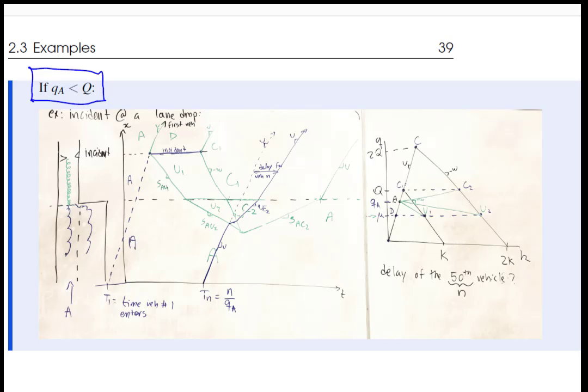And then you're going to see that the Q doesn't spill back all the way to the entrance, but eventually it recedes and goes up. Now, the reason it goes up is simply because the shock now between A and C2 is positive. Okay, that's supposed to be A right there, and that's C2. So it's positive, so it goes up.